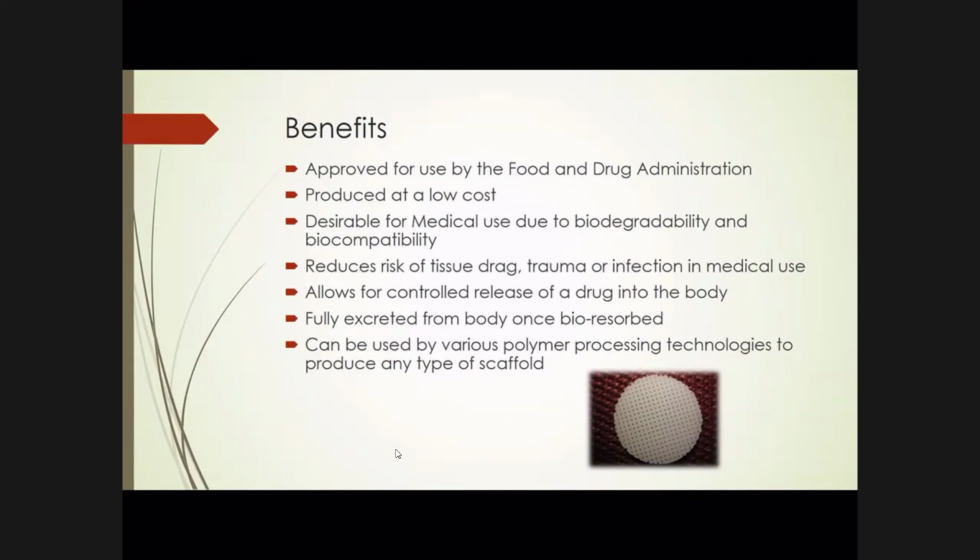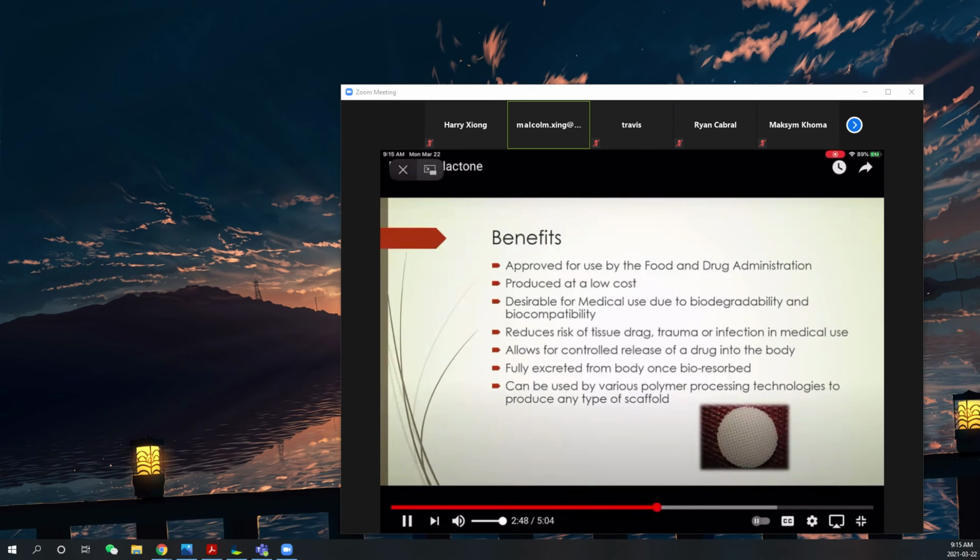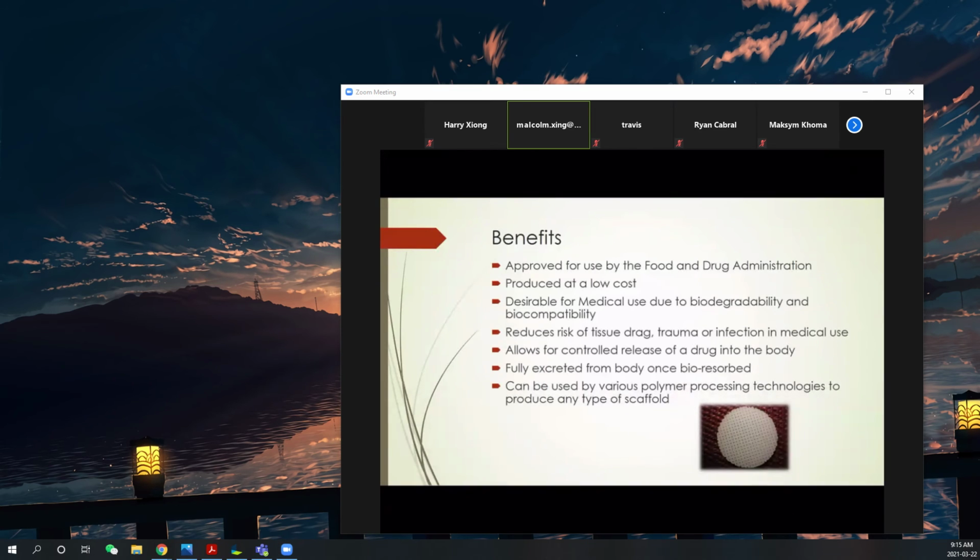As we've seen before, PCL is desirable for medical use due to its biodegradability and biocompatibility. Due to its biodegradability, it reduces the risk of tissue damage, trauma, or infection in medical uses. When it comes to drug delivery systems, PCL allows for controlled release of a drug into the body. PCL is fully excreted from the body once bioresorbed. Due to its easy processability, PCL can be used in various polymer processing techniques to produce any type of scaffold when it comes to tissue engineering.